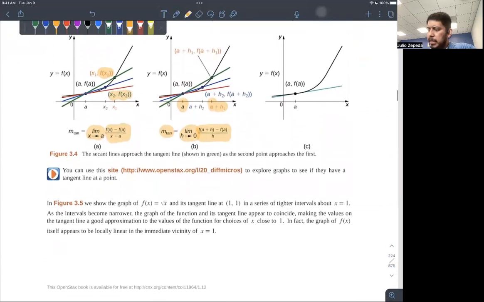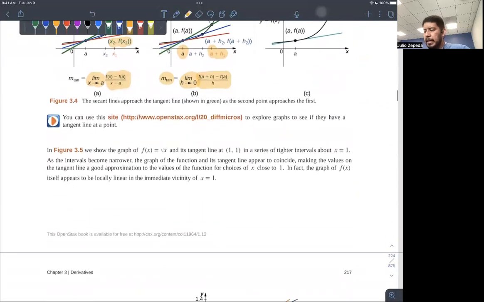And then there's all these nice little things you can click on. So if you're reading the book, you can click on those and kind of play around with them. In figure 3.5, we show the graph of f of x equals the square root of x and a tangent line at (1, 1) in a series of tighter intervals about x equals 1.